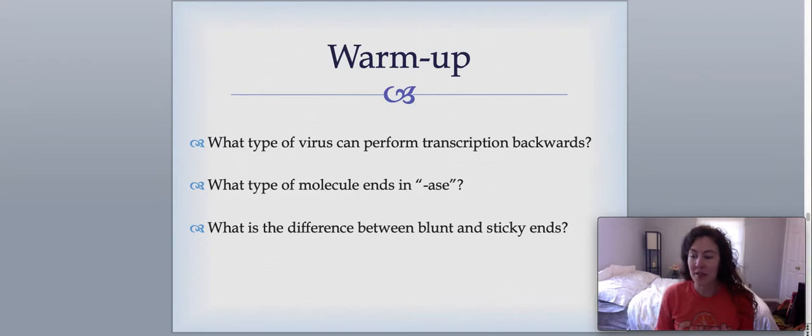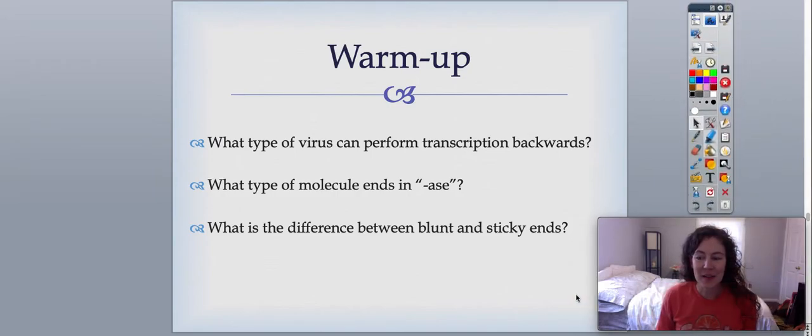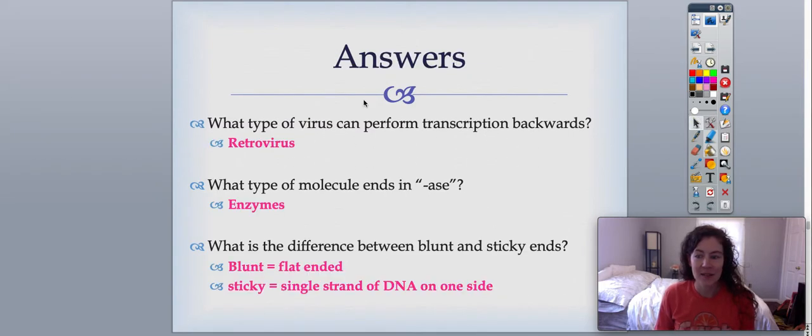So some very important questions from last time. Let's go ahead and see what you got. So here are the answers. Let's go over why these are the answers today. So the first question of what type of virus can perform transcription backwards? Those were retroviruses.